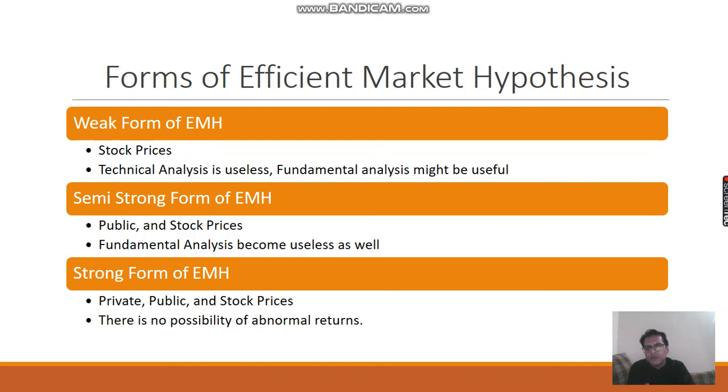The third form is the strong form of EMH. In this form, all kinds of private, public, and stock price information is available to all market participants. Hence, there is no possibility of abnormal returns, and nobody in the market can outperform the market.